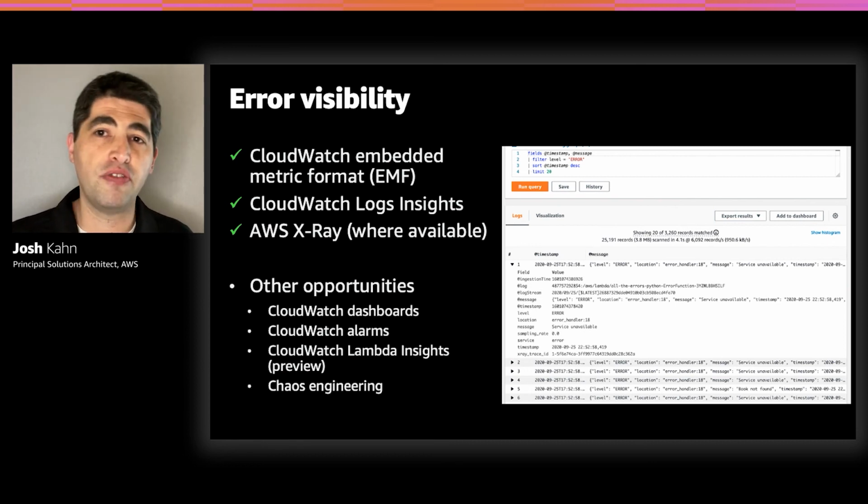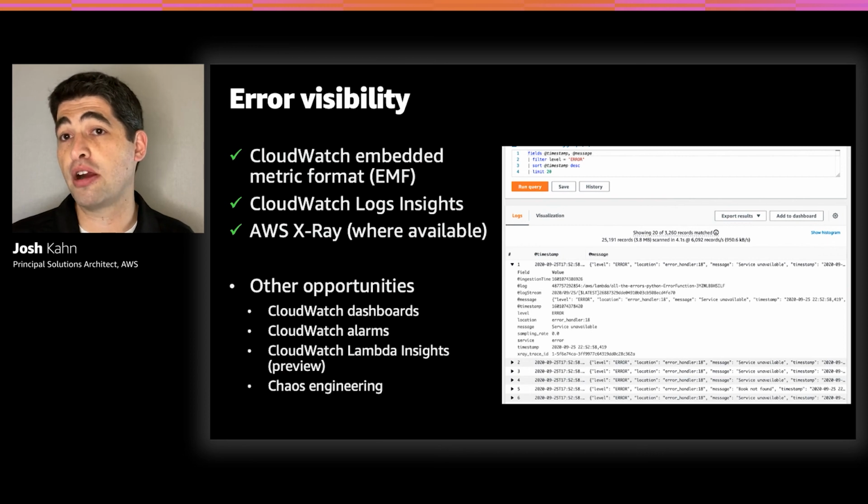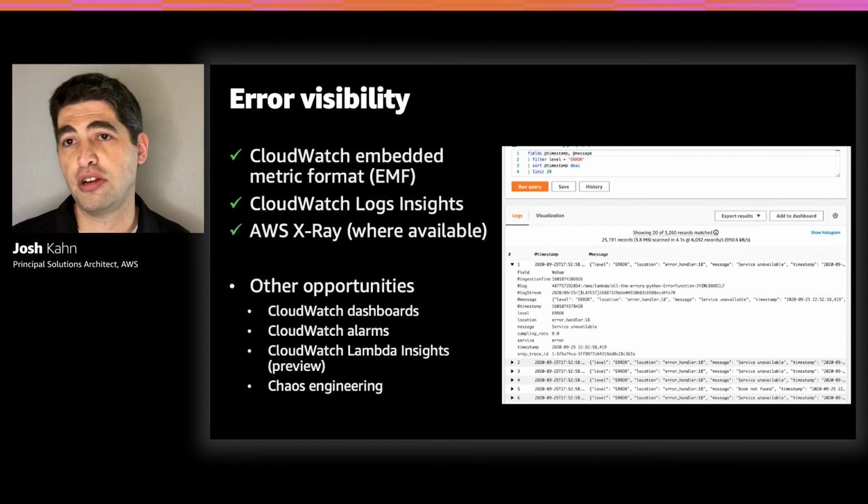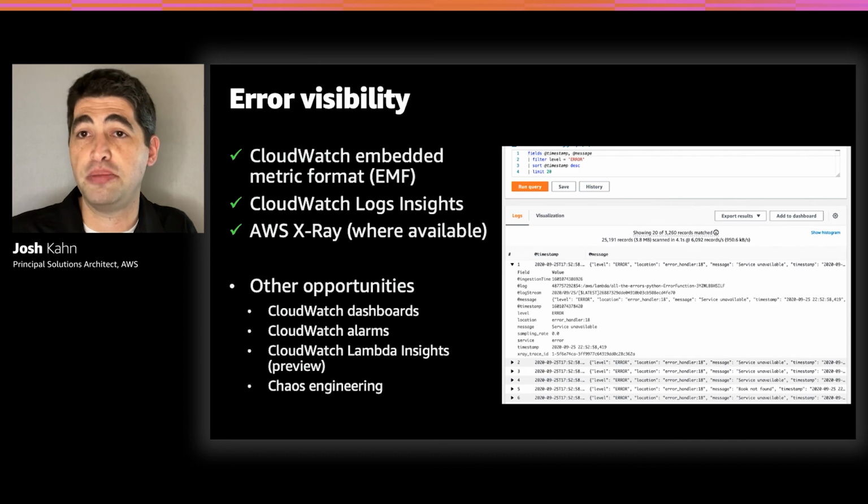Now, of course, all of this is just a start. This gives you a lot more insight into your errors, and you're handling them more consistently. But again, you can also build things like CloudWatch dashboards and alarms, so that service owners are aware of errors exceeding some threshold. You can also use techniques like chaos engineering to generate those errors to ensure that your error handling is as you want it to be.